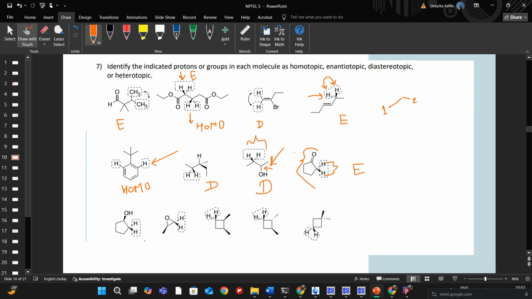Let us then move to this next molecule. In this molecule, again, you can see that this proton is present in the same phase of this hydroxy group, whereas this one is present in the opposite phase of the hydroxy group. Hence, these two protons in the shaded box will be diastereotopic.